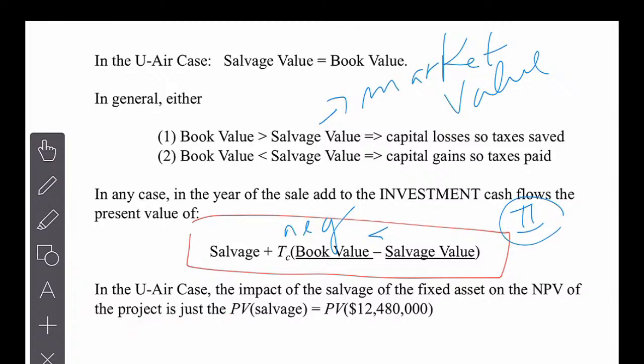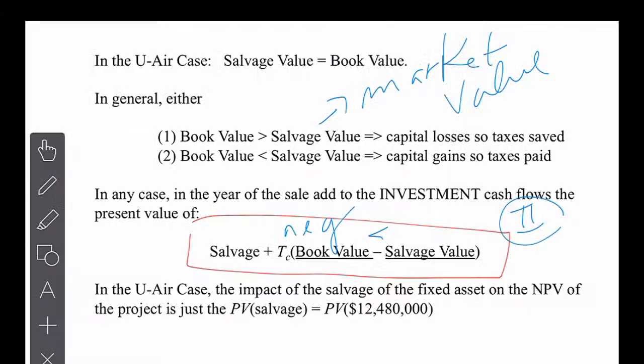In your case, the impact of the salvage of the fixed asset on the NPV of the project is exactly the present value of the market value, because it turns out that in our case, the book value was $12,480,000, right?